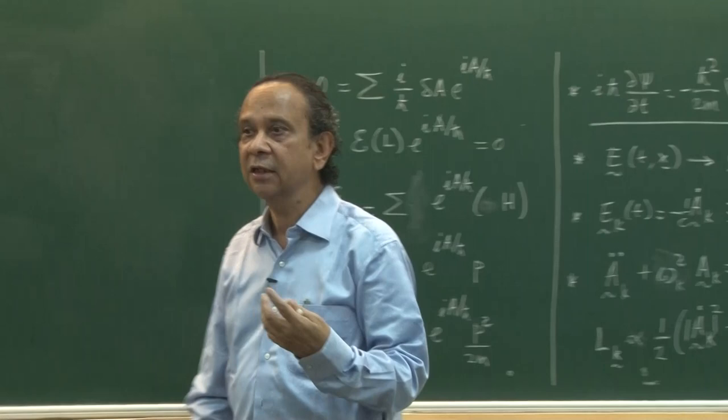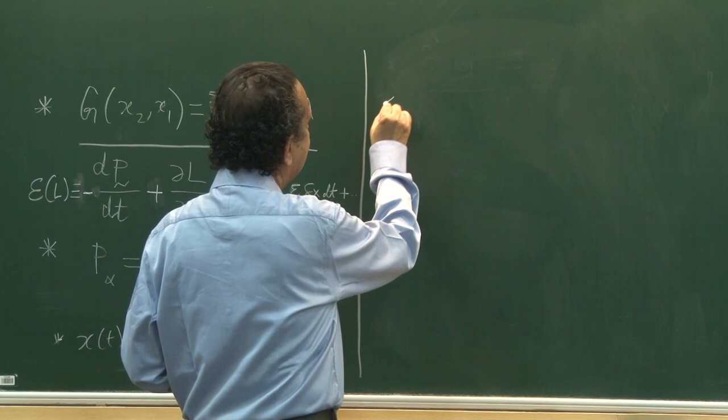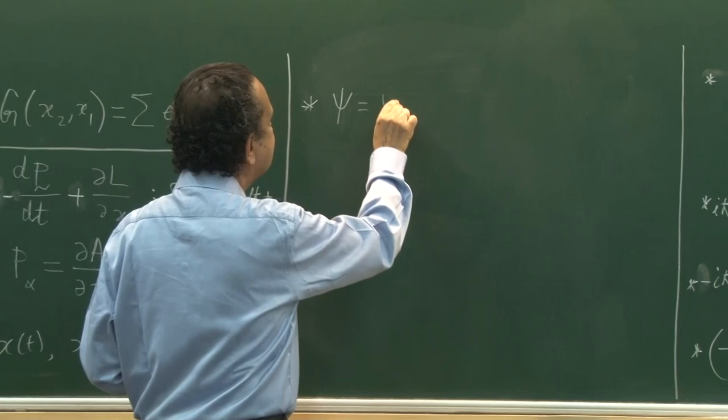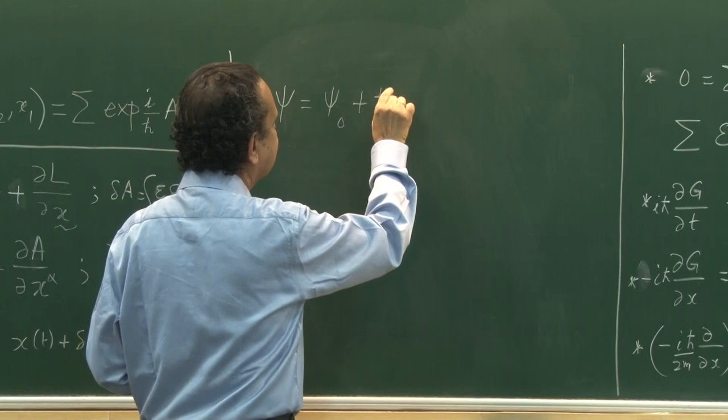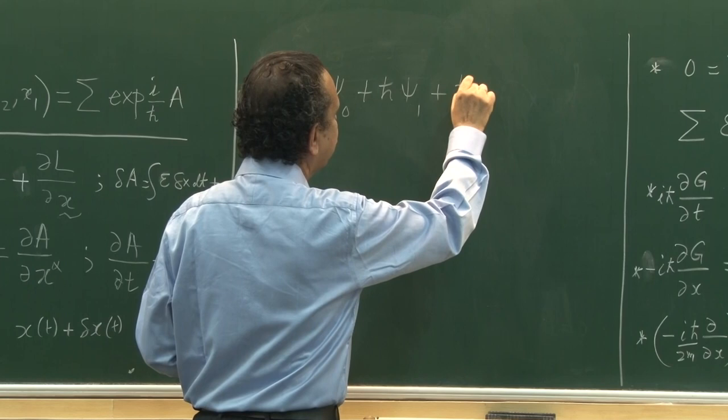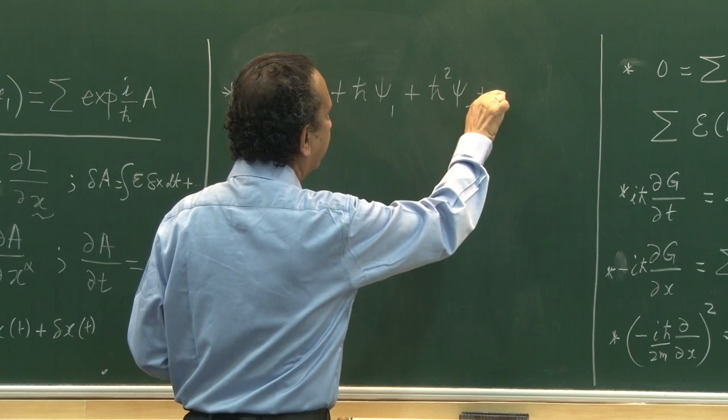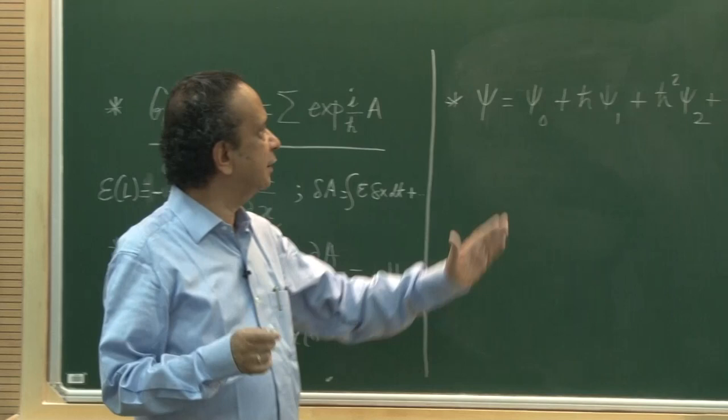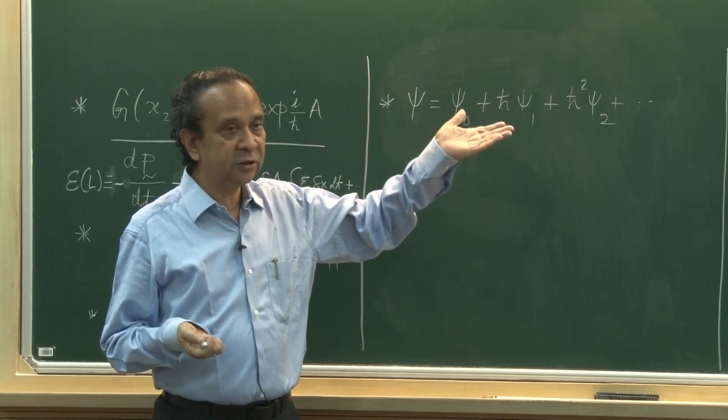Now, what you would have normally guessed is that if I have a wave function, you probably can write this as a zeroth order wave function plus a wave function which is first order in h cross with some suitable dimensions. Then you have a wave function which is h cross squared times psi 2, etc. I am just writing it formally. Then you plug it into the Schrodinger equation and you equate coefficients of the same powers of h cross. Then you should get an approximate solution. If you try this, you will get manifest nonsense.